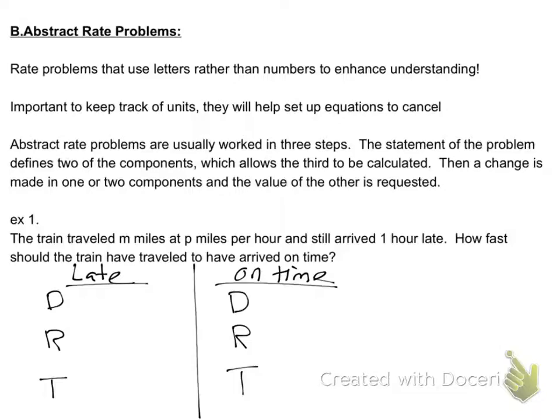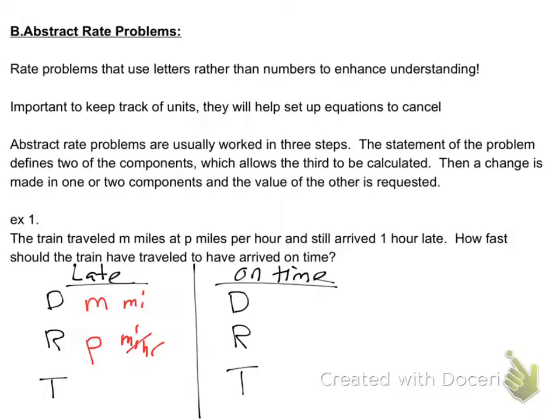Do we know the distance? How far did he go? M. Okay. I'm going to change colors so we can see that. We went M. I think it was miles, yes? Do we know a rate? P. So it's P. Miles per hour. Okay. And we know the 1.